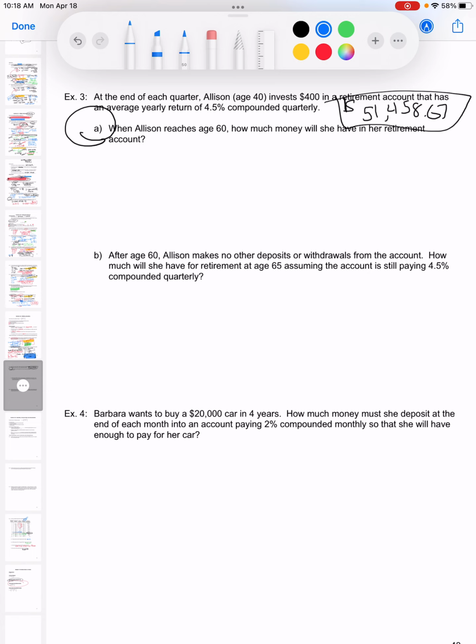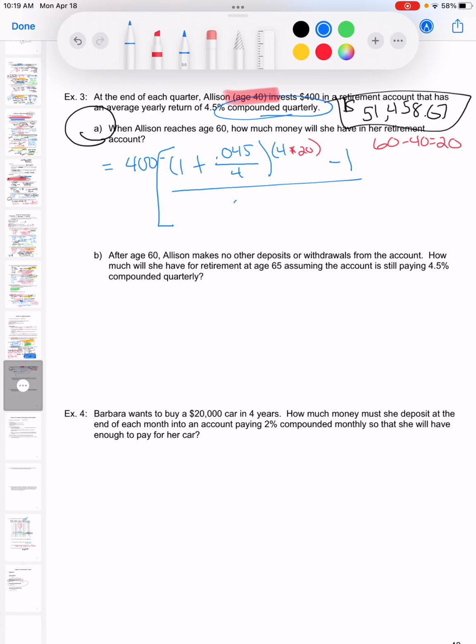All right, coming back from our pause, we're going to invest that $400 each quarter. So that's how much I'm going to invest. Got my big bracket right here, my interest rate, compounded quarterly. Now we have to do a little bit of work here. We want to know when she reaches age 60, but right now she's at age 40. So 60 minus 40 means we have 20 years we can invest. So I'm going to put times 20 there, and then minus that 1 all over.